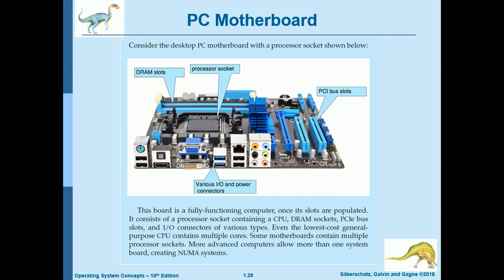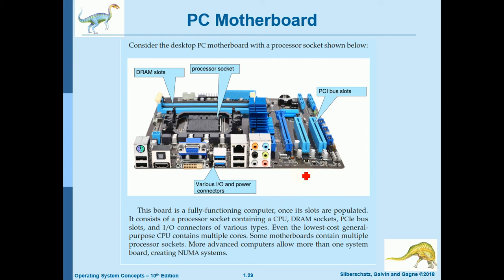Okay, next is we have the PC motherboard. I think you're already familiar with the motherboard. Consider the desktop PC motherboard with the processor socket shown below. This is the processor socket, this is for the DRAM, and this is for the PCI bus slots and various I/O and power connectors. This board is a fully functioning computer once its slots are populated. It consists of a processor socket containing a CPU, DRAM sockets, PCIe bus slots, and I/O connectors of various types.